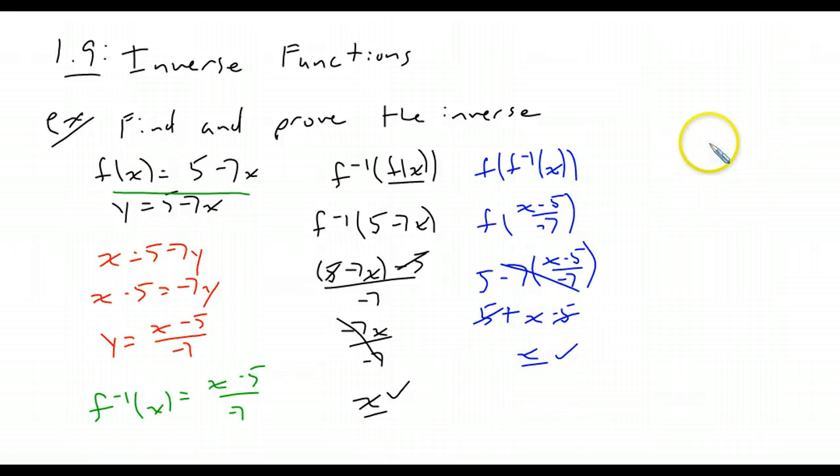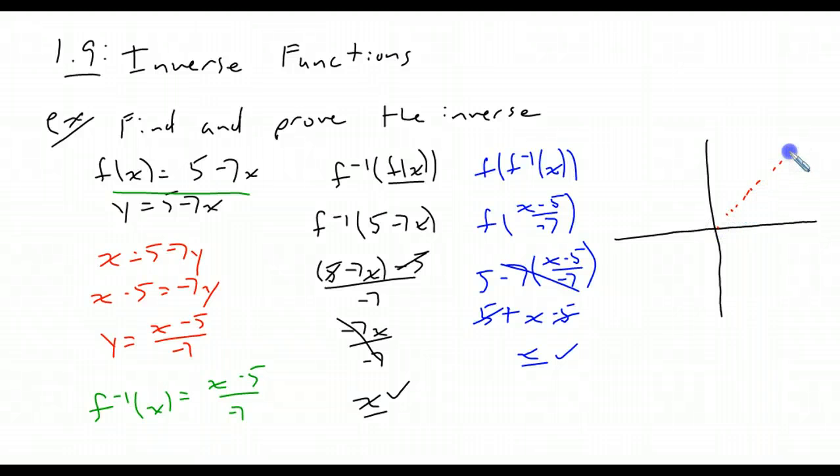Now for the graphing. This stuff has to reflect over the line y equals x. So I'm just going to go ahead and draw my line, y equals x, with dashed lines. Again, my graphing is going to be really bad, because it's very hard to graph, but I'll do my best. So if I want to graph my original function, I'm going to do it in black. 5 minus 7x. I know I'm going to cross my y-axis at 5, so I can put a dot there.